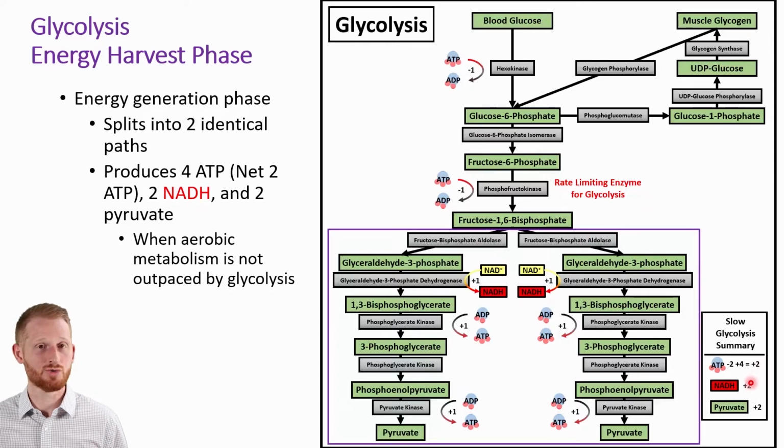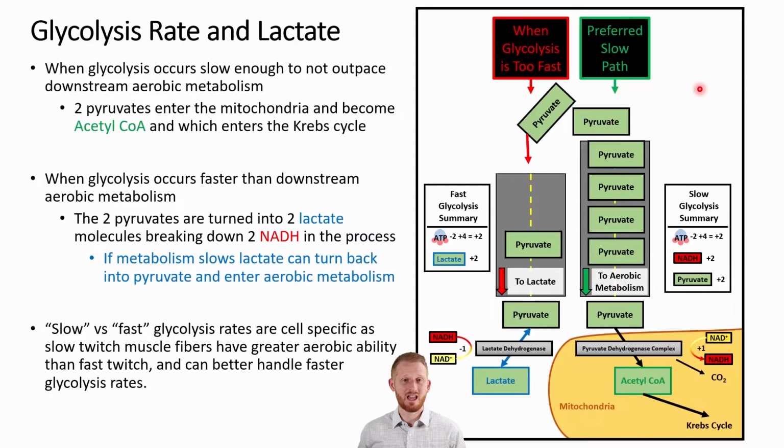We made 2 NADH molecules, and we made 2 pyruvate molecules that are eventually going to go into aerobic metabolism, into the Krebs cycle. All right, so let's talk for a moment about when we don't have slow glycolysis and when we actually have fast glycolysis. And what's the difference? Glycolysis can happen at various rates, so we can get what sometimes is called slow glycolysis and sometimes what is called fast glycolysis.